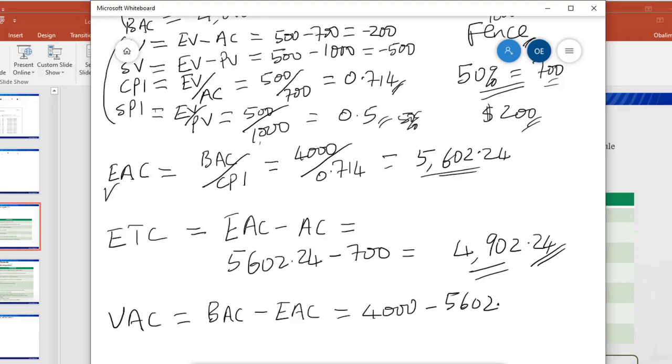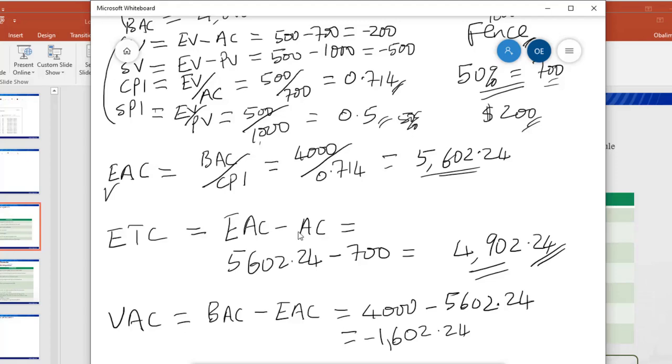So in this case, it's going to be the 4,000 minus 5,602.24. If we do the math, it's now going to give us 1,602.24, which is negative. It therefore means that if work continues at this pace, by the time we are done, we are going to be over budget by about $1,602.24. And that's exactly what this calculation has shown us.